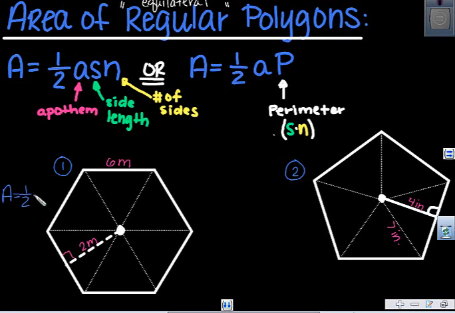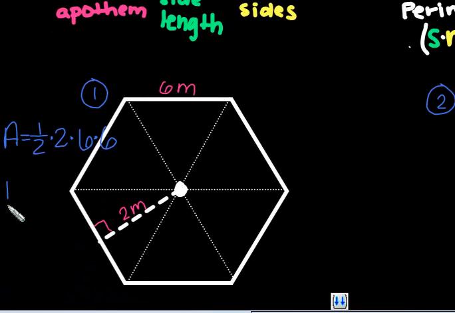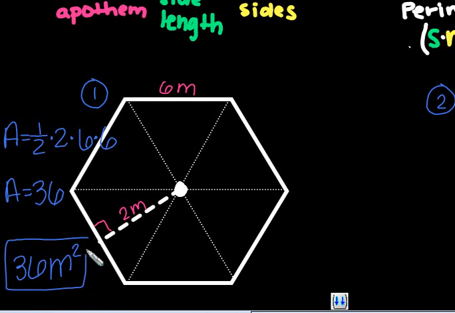1/2 A is 2, that's the apothem. S is the side length, that was given as 6. And the number of sides, this is a hexagon, so also 6. So we have 1/2 times 2 times 6 times 6. Obviously half of 2 is just 1, times 6 is 6. 6 times 6 is 36. Again, you still need to put your units. Area is squared. This was measured in meters, so 36 meters squared, or square meters.